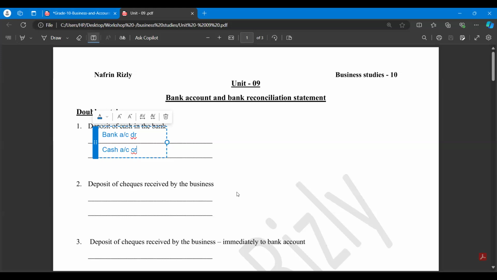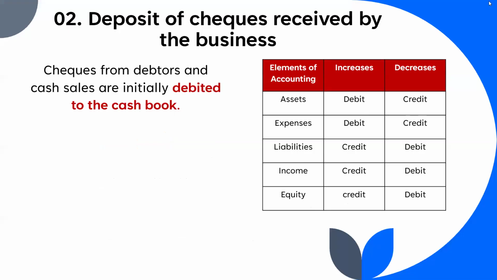All right, so now let's move on to the next part. Hope you all are done writing. The next is going to be deposit of checks received by the business. So checks from debtors and the cash sales are initially debited to the cash book. Now let's say that the debtors, who owe money to you, are called the debtors.